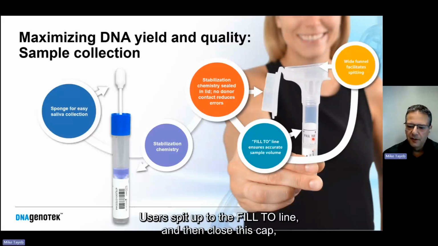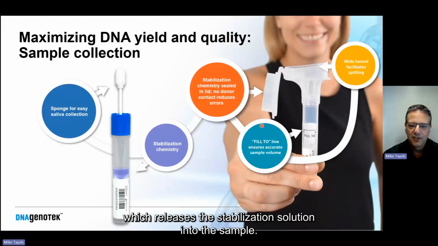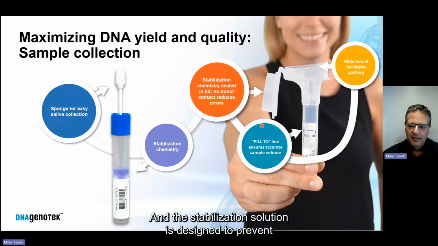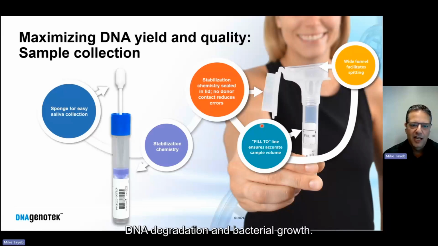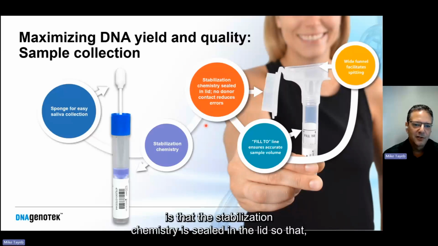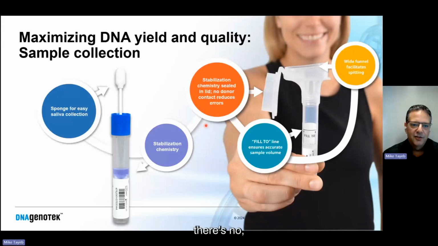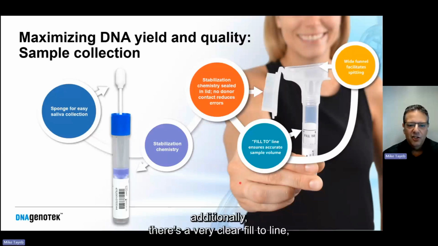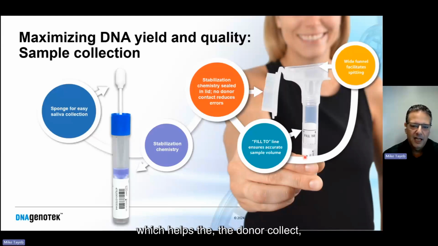Users spit up to the fill-to line and then close this cap, which releases the stabilization solution into the sample. The stabilization solution is designed to prevent DNA degradation and bacterial growth. A couple of nice features here is that the stabilization chemistry is sealed in the lid, so that there's no donor contact and it reduces errors. Additionally, there's a very clear fill-to line, which helps the donor collect an accurate sample volume.